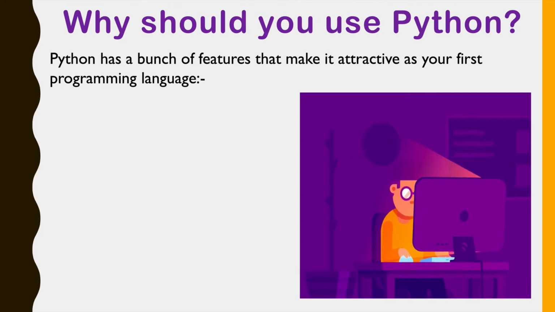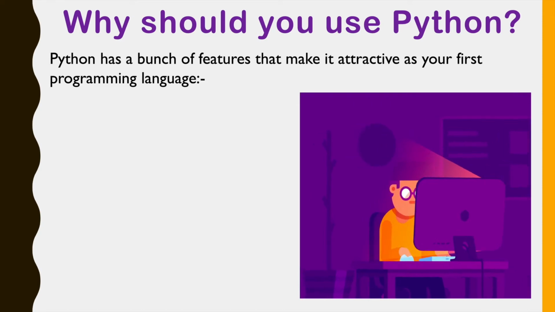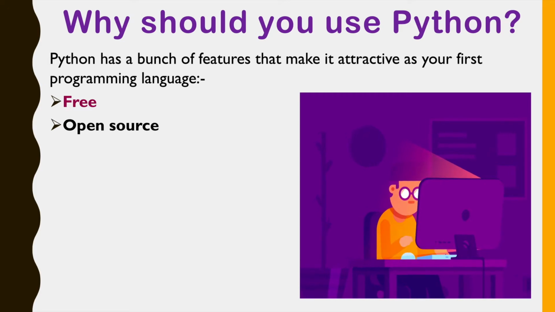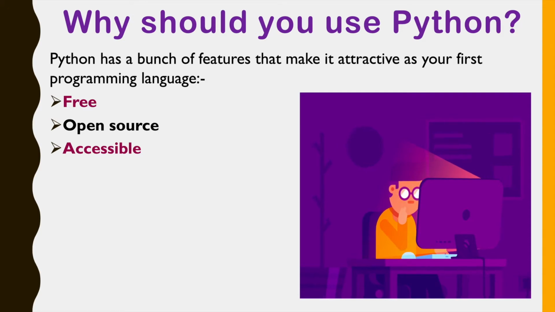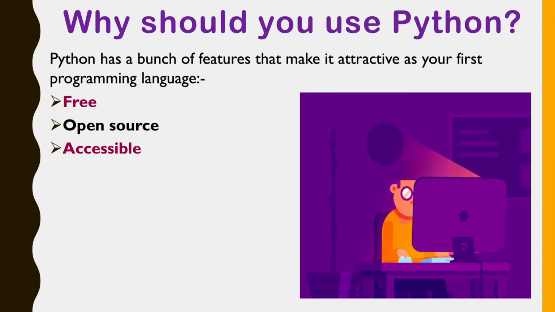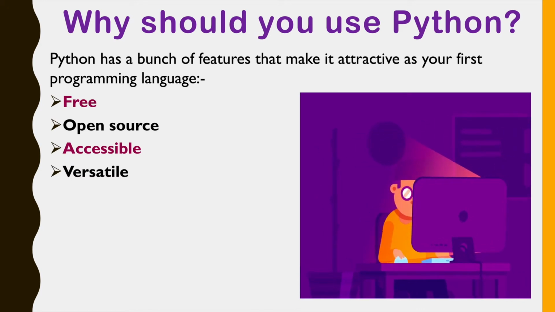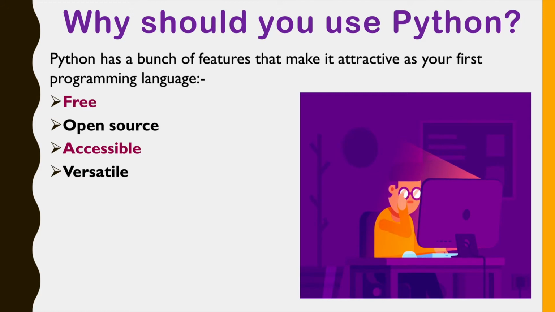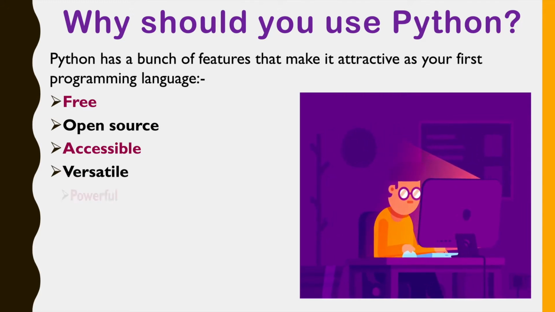So let's see why you should use Python language. Python has a bunch of features that make it attractive as your first programming language. It's free. Python is available free of charge even for commercial purposes. It's open source, so anyone can contribute to Python development. It's accessible. People of all ages, from school children to retirees, have learned Python, and so can you. Python is versatile. Python can help you solve problems in many fields, including scripting, data science, web development, GUI development, and many more.